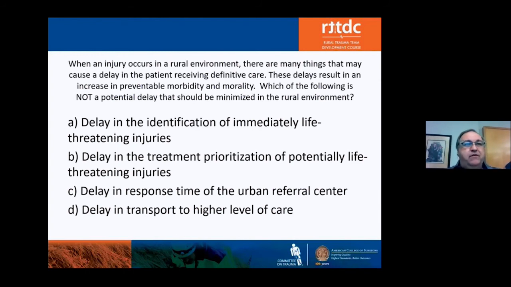And one of the big things is taking too long to evaluate a patient so that you can know all of the potential injuries that you can't do anything about in your facility. So this is one that we'll talk about throughout the course.